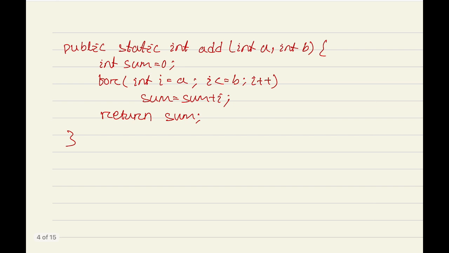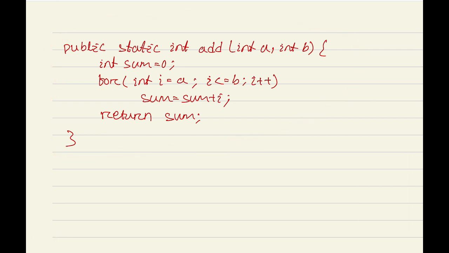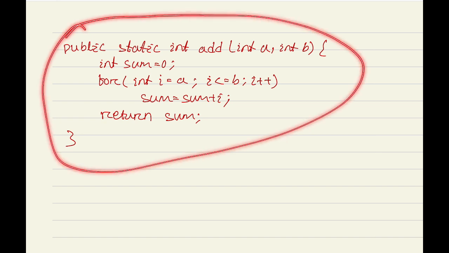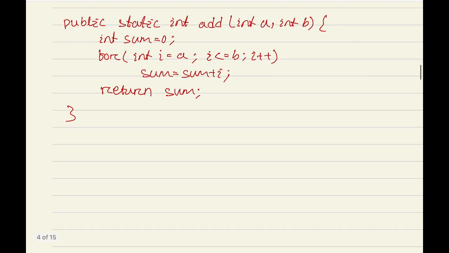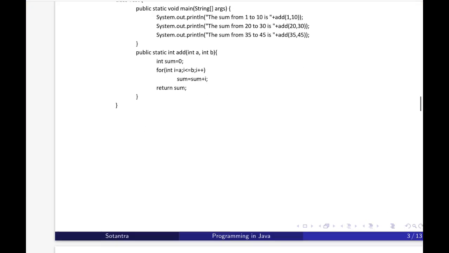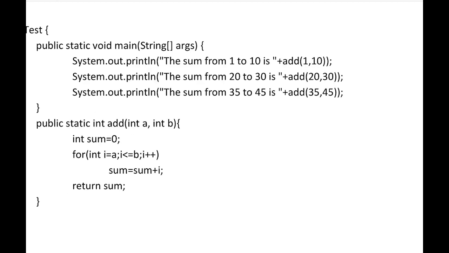So how do we write the complete program that is going to use the method, or the common code, to find the sum of the integers between a and b? You can see here the complete program. The program execution always starts from the main method. So when this statement gets executed, System.out.println the sum from 1 to 10 is add(1, 10).